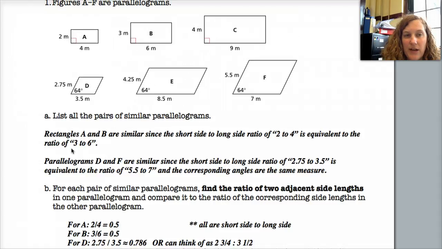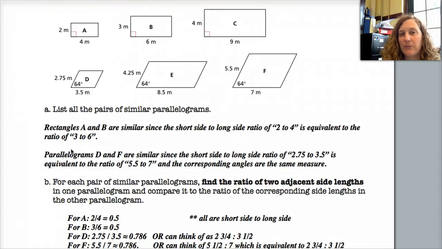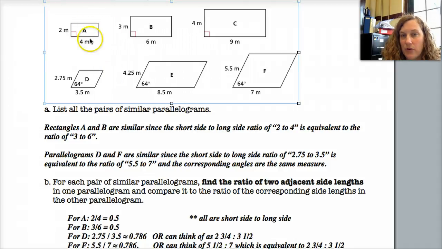It says figures A through F are parallelograms. List all pairs of similar parallelograms. Rectangles A and B are similar since the short side to long side ratio of 2 to 4 is equivalent to 3 to 6. 4 to 9 is not equivalent because the ratio ends up simplifying to 1 to 2, and 4 to 9 cannot simplify to 1 to 2.